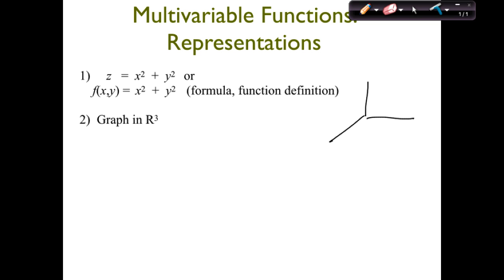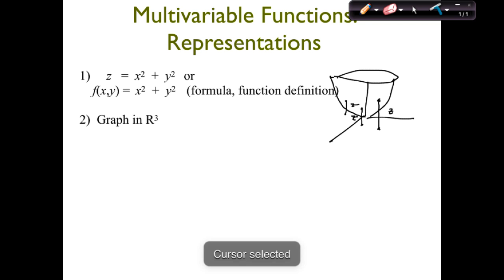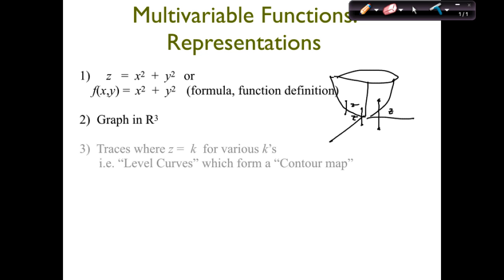So this particular surface is a circular paraboloid. For every xy, you get a corresponding z. When x and y are 1, you get z equals 2. When x is 1 and y equals 3, you get z equals 10. So a surface in R3 is another representation of these multivariable real valued functions.